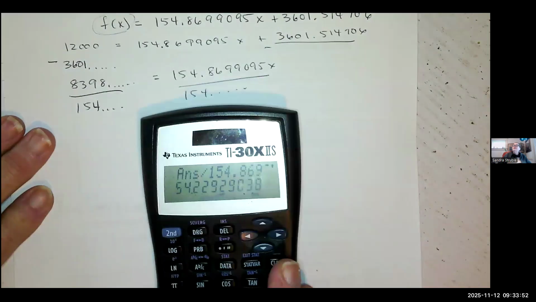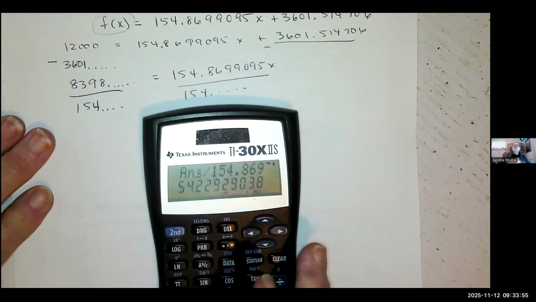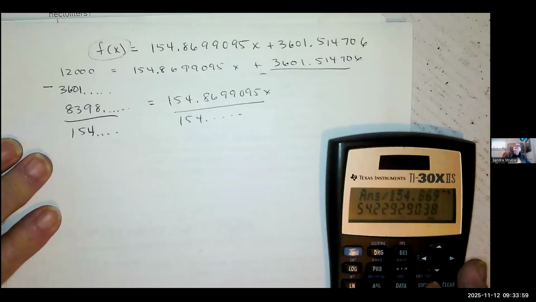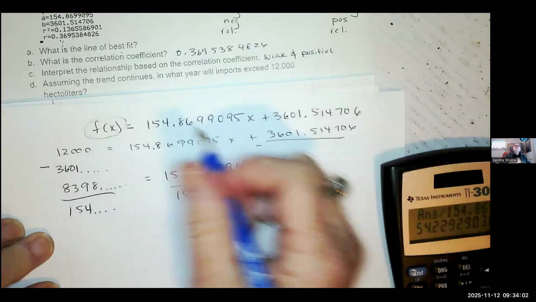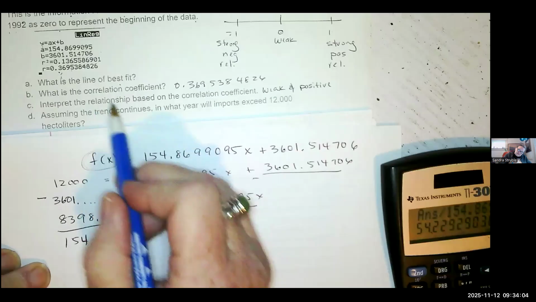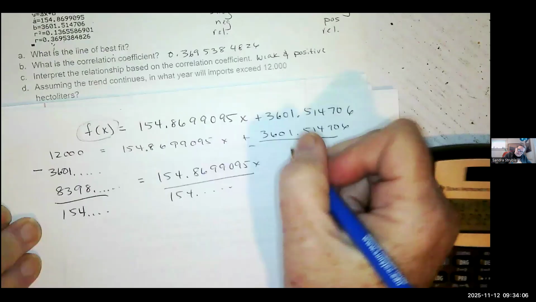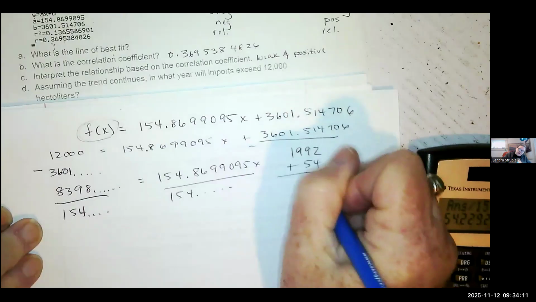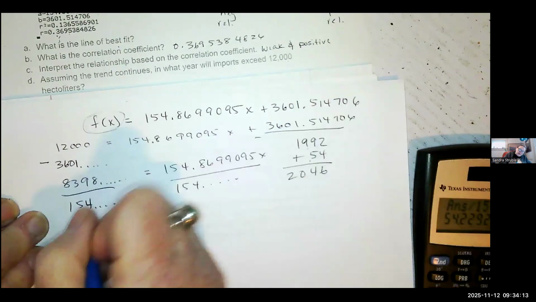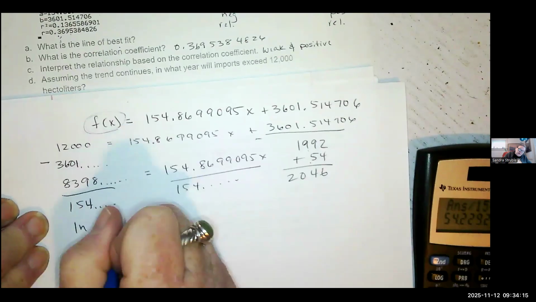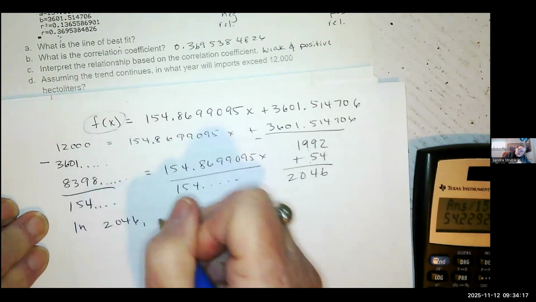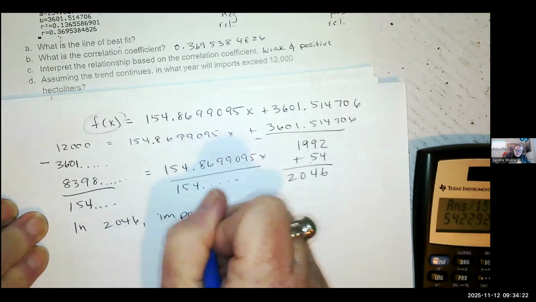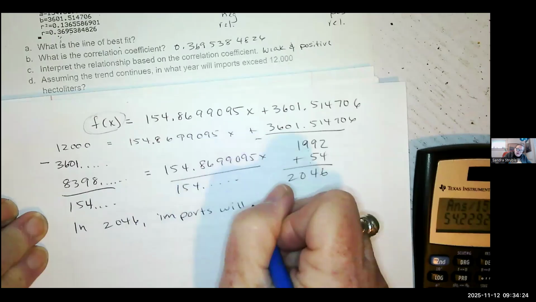Okay. I don't care about the decimals. That looks like it happened in probably February. So 54 plus the initial year, 1992. So in 2046, this is a word problem. In 2046, the imports will exceed 12,000 hectoliters.